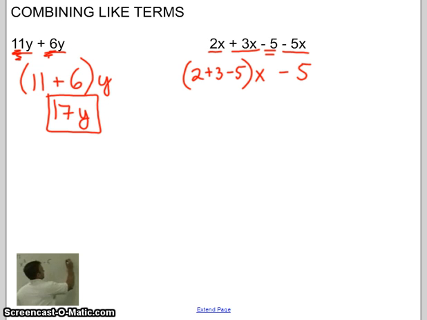Alright, let's combine like terms. 2 plus 3 minus 5 is actually 0, so 0x, and we have this minus 5. Alright, well, what's 0 times x? 0. So we have 0 minus 5, and we're just left with negative 5.